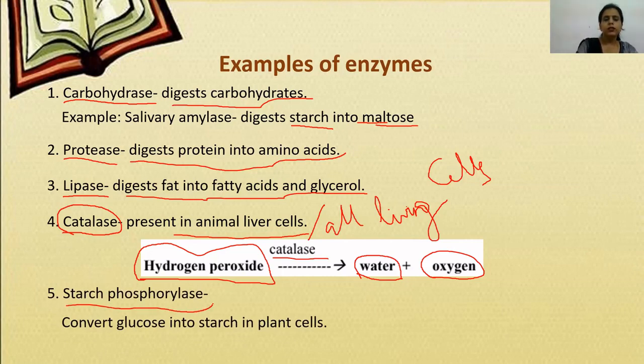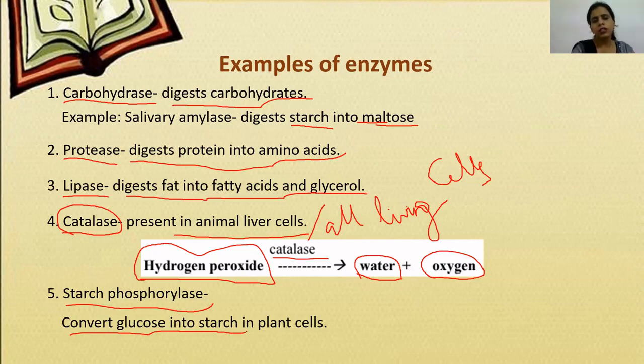Next enzyme is starch phosphorylase. Actually, the function of enzymes is not only to break down large molecules into smaller molecules. Enzymes are also used in building up large molecules. They take smaller molecules, monomers, join them together and form a large polymer molecule. One example of such an enzyme is starch phosphorylase. It is present in plant cells, and it converts glucose into starch. Now you know that in the process of photosynthesis glucose is produced.